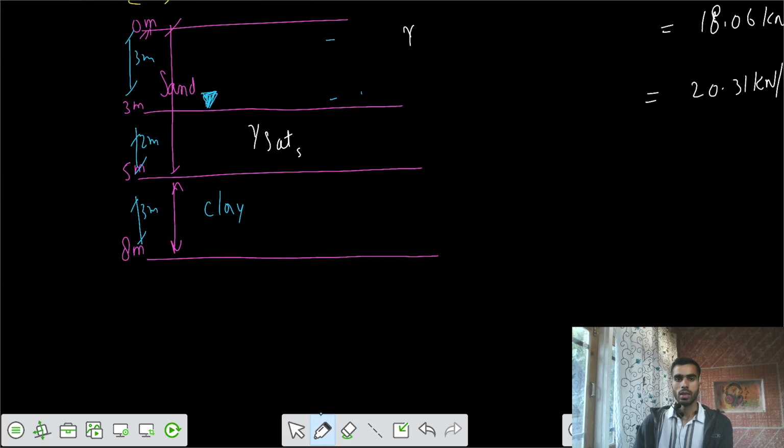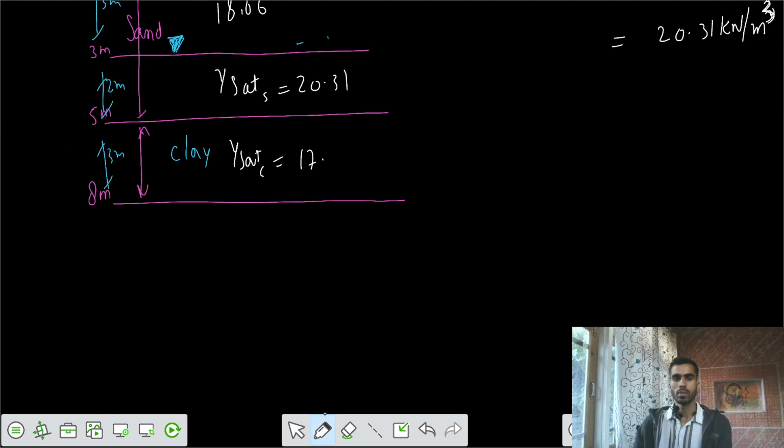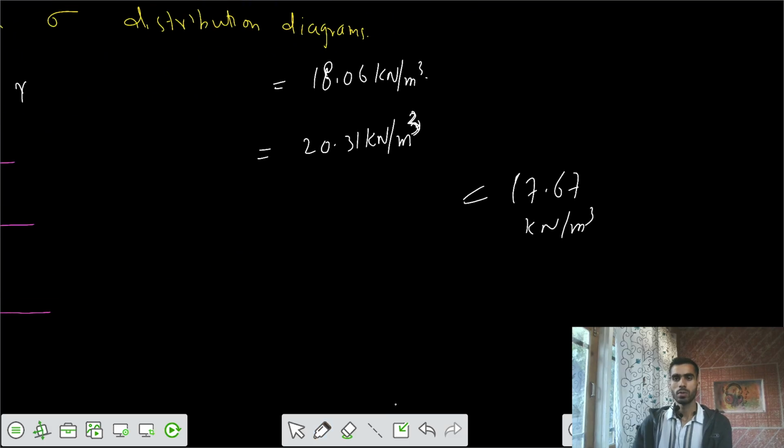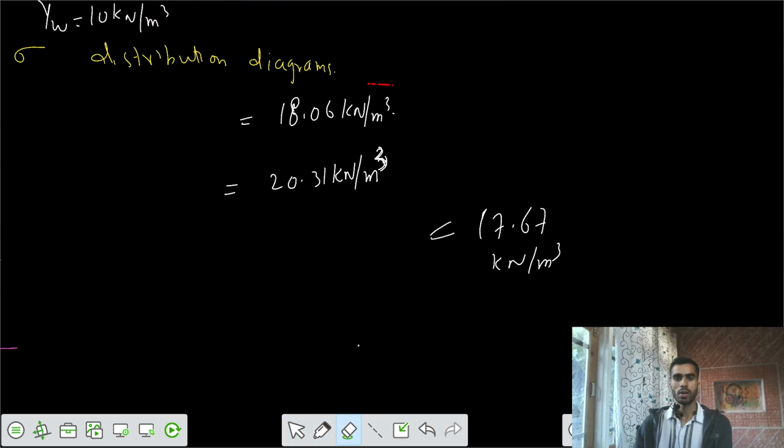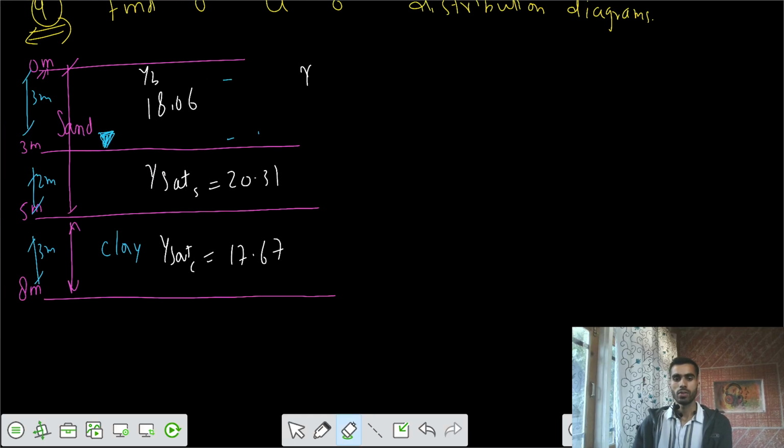Okay, let's write 20.31, this was your 18.06 gamma bulk, and this was your gamma sat for the clay, 17.67. Let's remove this part also. Now let's go for the diagrams for total stress, pore water pressure, and effective stress.